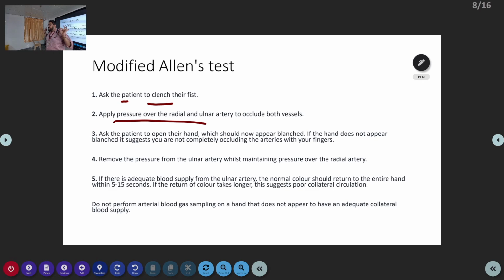So that is the mere clinical idea. You have to do it for every patient prior to taking an ABG sample, if the patient is conscious and oriented. If the patient is not conscious or oriented, it is very difficult, but still you can try without clenching the fist. You can occlude and release and see. Even without clenching the fist, we can do this procedure. So for an unconscious patient also, you can try this with a little bit of modification. That is called the modified Allen's test, which you have to do for every patient you are planning for an ABG analysis.